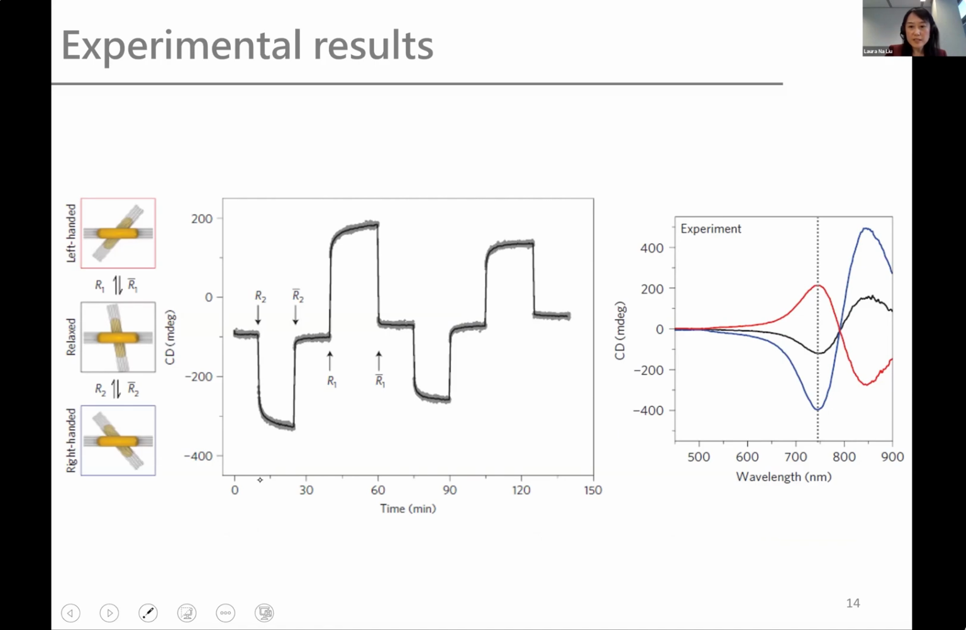Here, the CD spectra in different colors correspond to the left-handed state, relaxed state, and right-handed state. Then we tracked the optical signal at fixed wavelengths around 750 nanometers. By alternately adding the DNA driving strands into the solution, we can identify very clearly 3 different states, namely the left-handed state, relaxed state, and right-handed state. We do see system degradation over time because we always needed to add DNA strands into the solution.